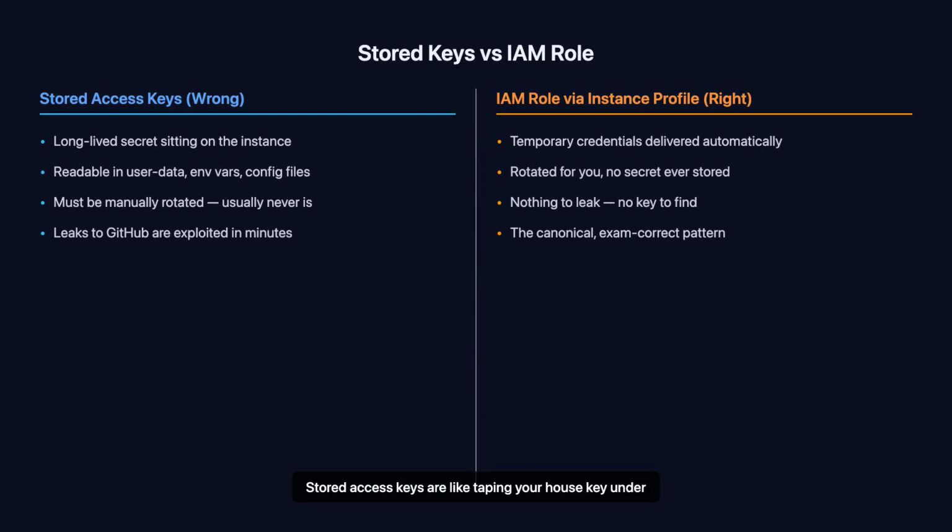Stored access keys are like taping your house key under the doormat and never changing the lock. They're a long-lived secret sitting on the instance, readable in user data, environment variables, or config files. They have to be manually rotated, which in practice almost never happens. And when one leaks to a public repository, bots find it in minutes. The role, by contrast, is like a hotel keycard. Temporary credentials get delivered to the instance automatically, they're rotated for you, and no secret is ever stored. There's simply nothing to leak. That's why the role is the canonical, correct pattern.